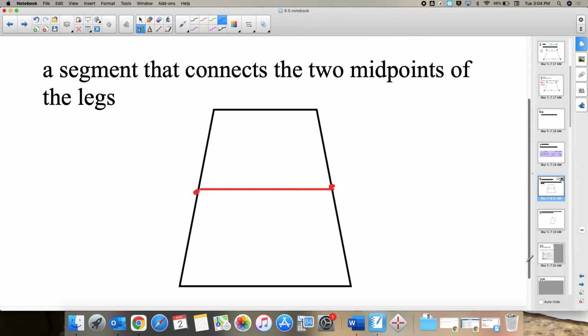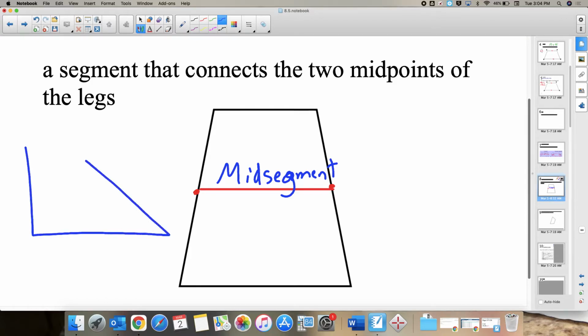So in my mid-segment of my trapezoid, this is the only one that exists. There is only one mid-segment to a trapezoid. Whether it's an isosceles trapezoid or a non-isosceles trapezoid, there is still one mid-segment that you can draw in, connecting the midpoints of our legs.